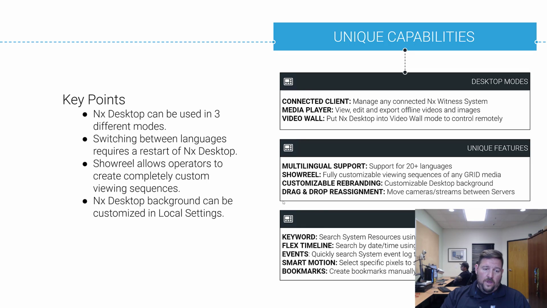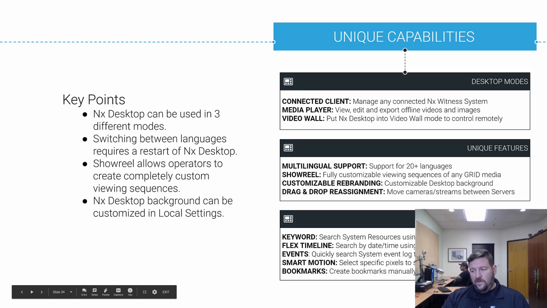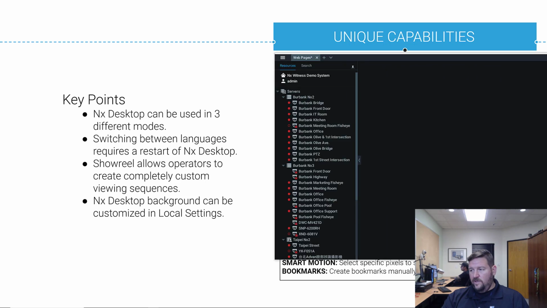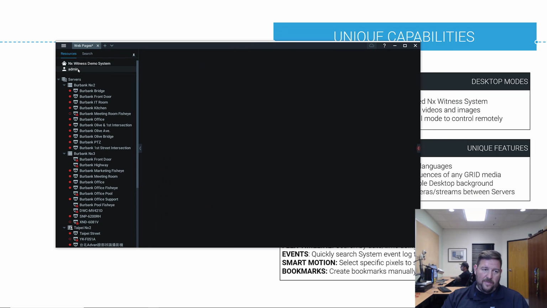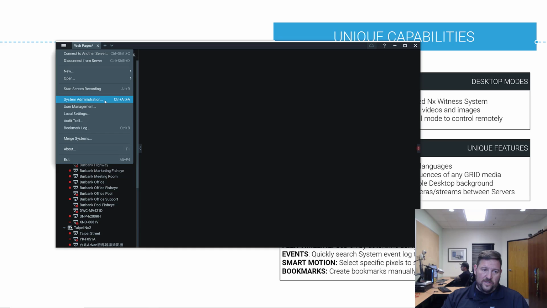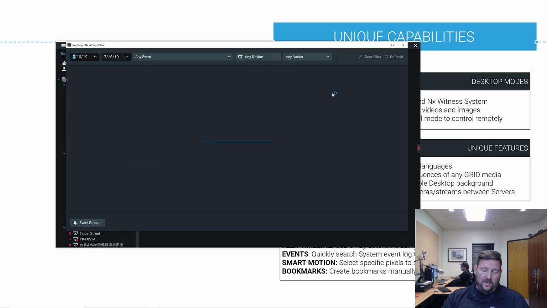For, let's see, other things. Keyword search, we already went over. Flex timeline, we went over. Event log is something that everybody has access to if they've got the rights. So they got the ability to come in here and look at the specific events that are happening in the system. That's available under System Administration and Event Log.